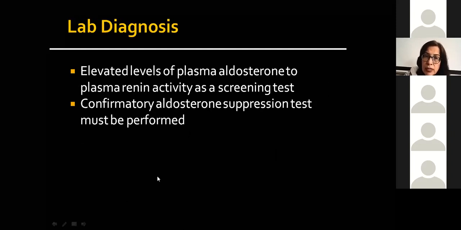Lab diagnosis: elevated levels of plasma aldosterone to plasma renin activity as a screening test. You measure the levels of aldosterone to the plasma renin activity. And for the confirmatory test, as I told you in endocrinology, when you suspect a high level of a hormone, you try to suppress it. If it is suppressed, it is normal. If it cannot be suppressed, it is abnormal. So a confirmatory aldosterone suppression test must be performed.